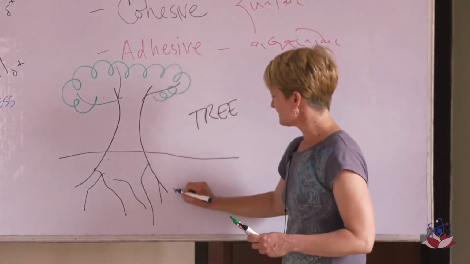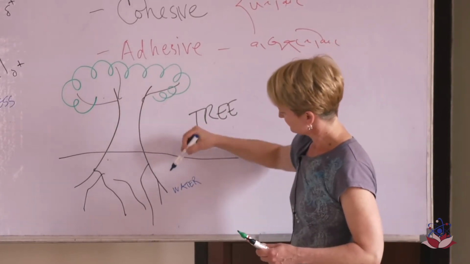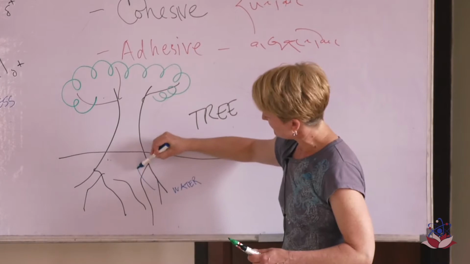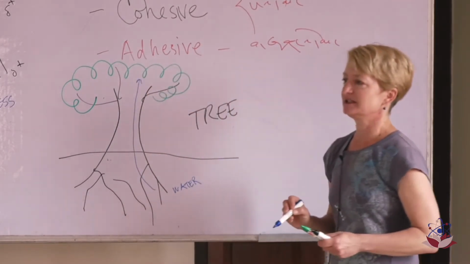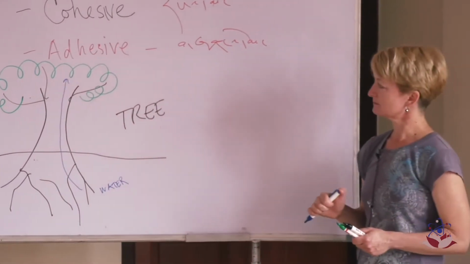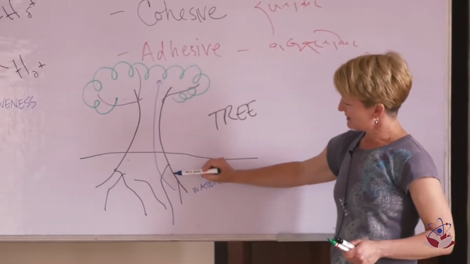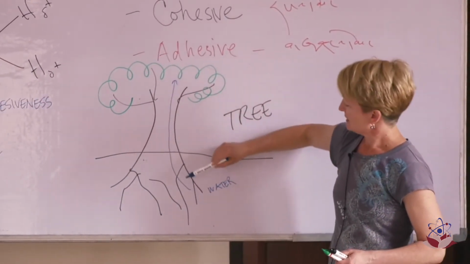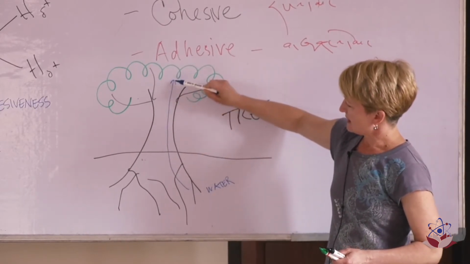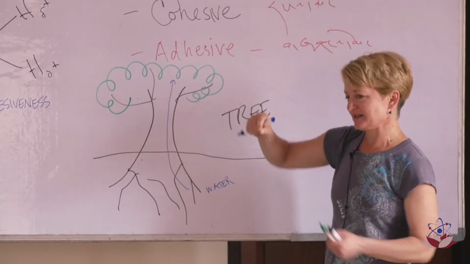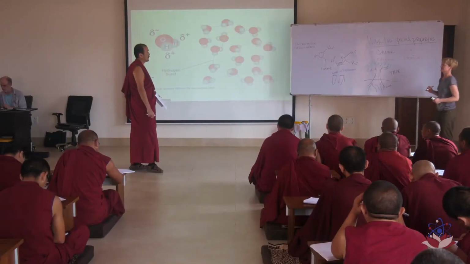So the water that's in the soil has to get all the way up this tree to the leaves. And it does this by moving up essentially vascular tissue that is both adhesive with the water molecules and allows cohesion between the water molecules.